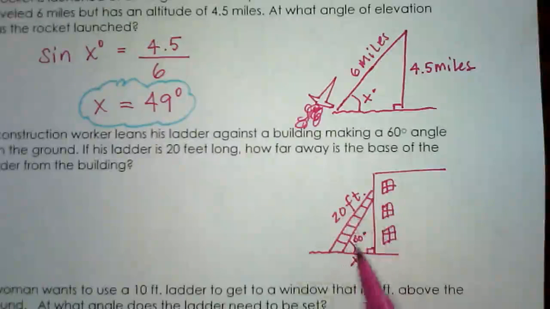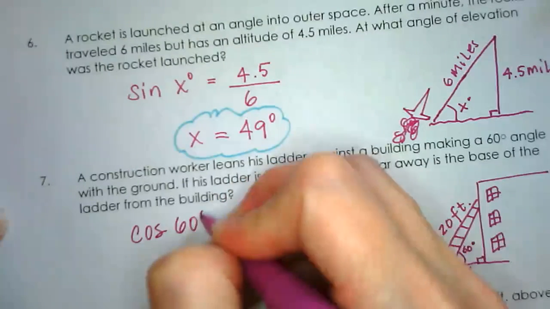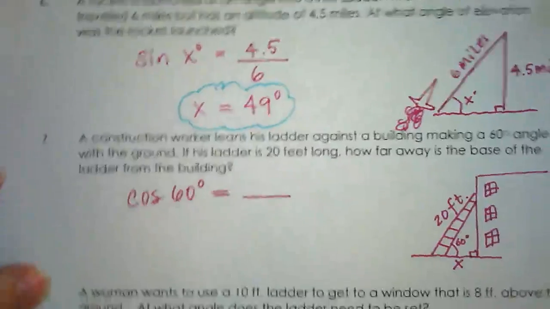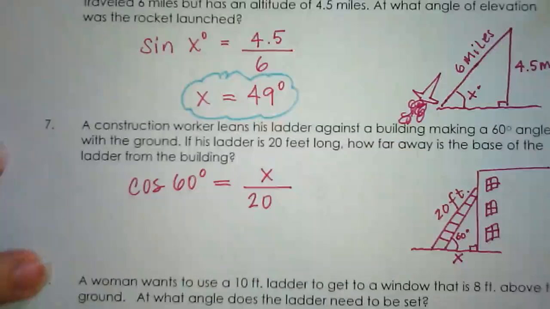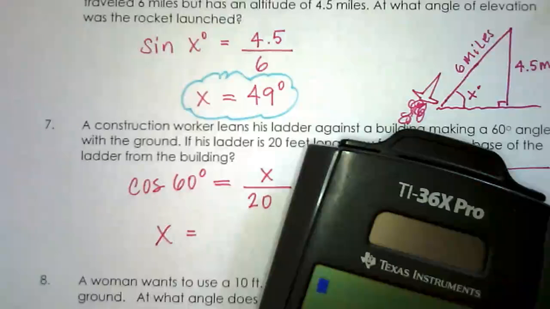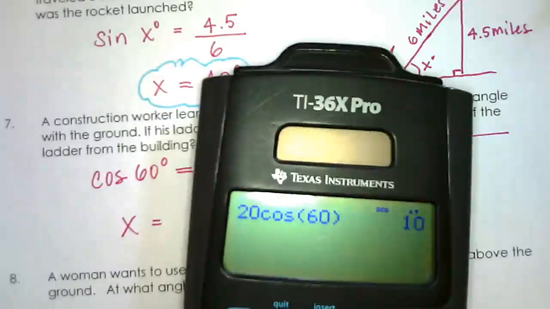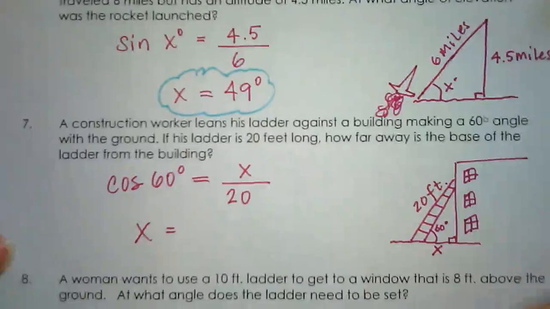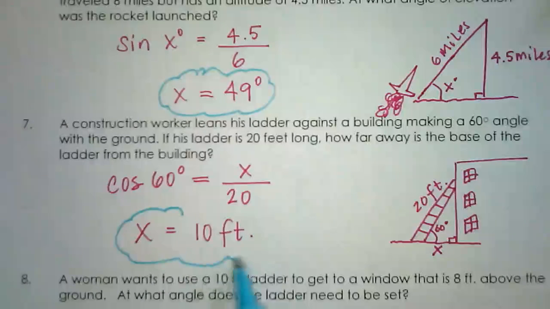All right, so this looks like a cosine to me. So cosine of 60 degrees is the adjacent side, which we don't know, over the hypotenuse, which is 20. So to get this answer, we need to do 20 times cosine of 60 degrees, and we get 10. And this should be feet. So 10 feet. We didn't even have to do any rounding on that. That was an integer answer there.